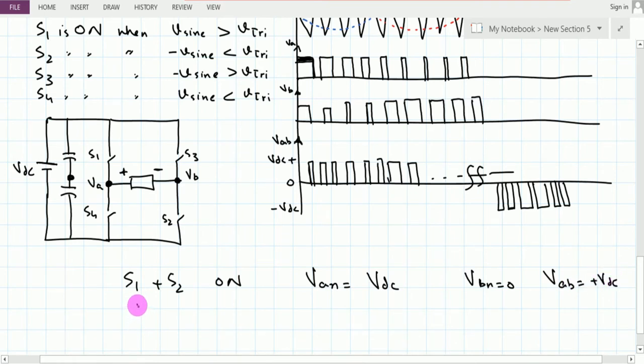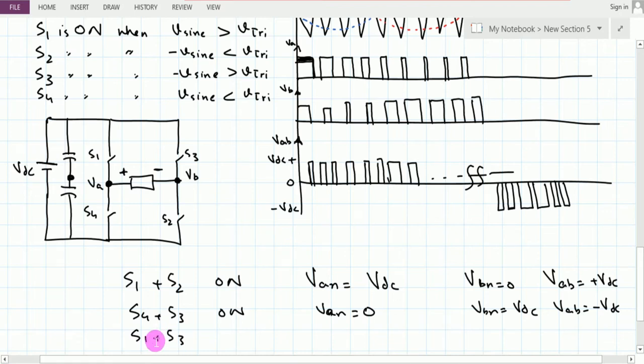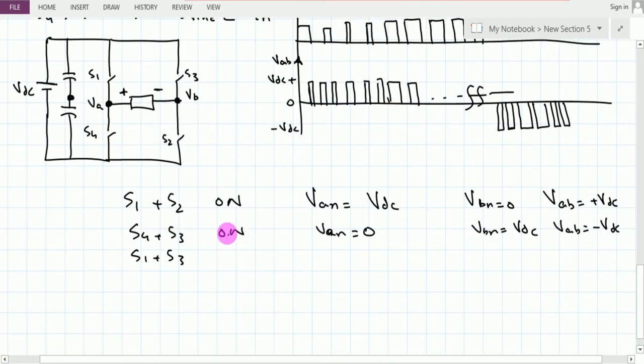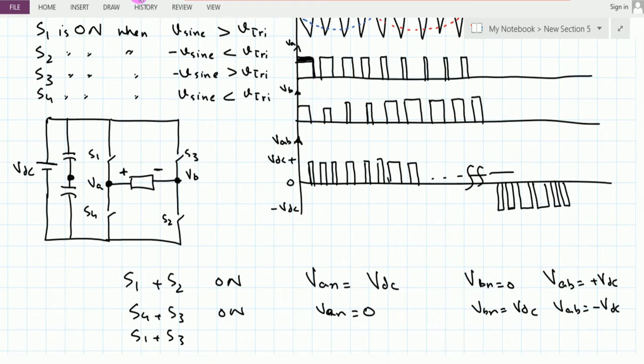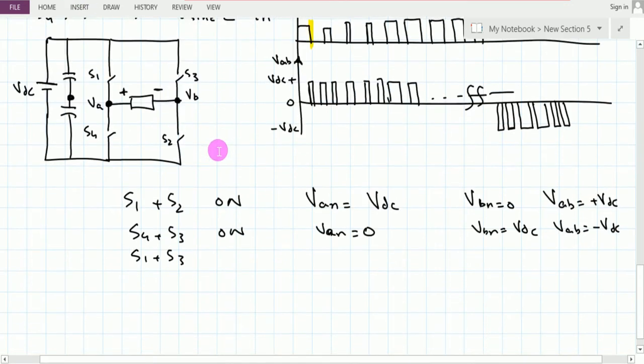Now whenever we have this S4 and S3, they are turned on, then VAN is equal to 0, VBN is equal to VDC, and therefore VAB becomes equal to minus VDC. Notice here that if we turn on the switch S1 and S3 simultaneously, if it happens just something like which happens here for this very small instant of time, then at that particular instant we have both the terminals of the load connected with the VDC, and therefore VAN is equal to VDC, VBN equals to this VDC, and therefore VAB becomes equal to 0.